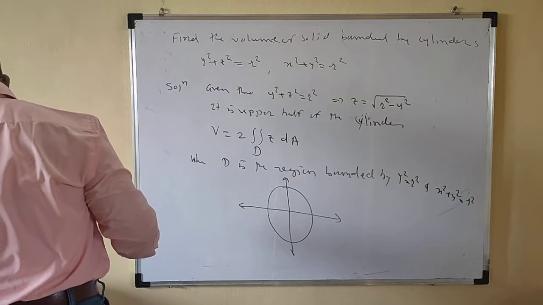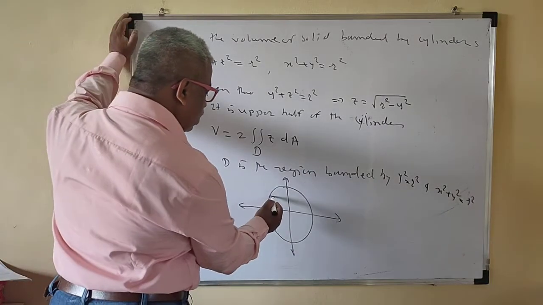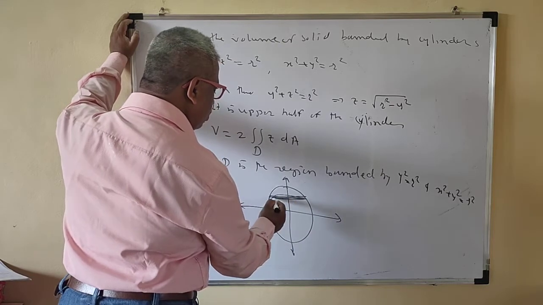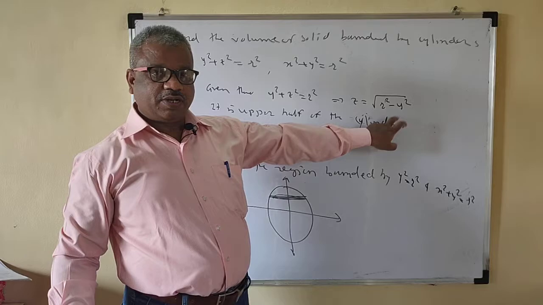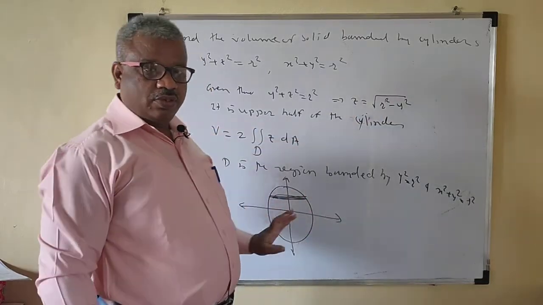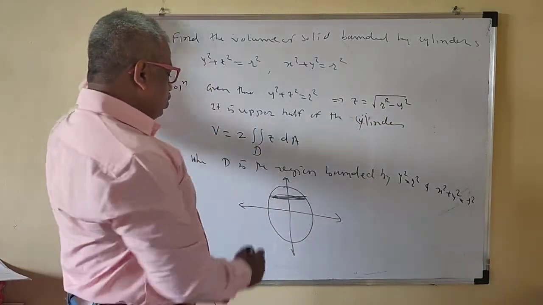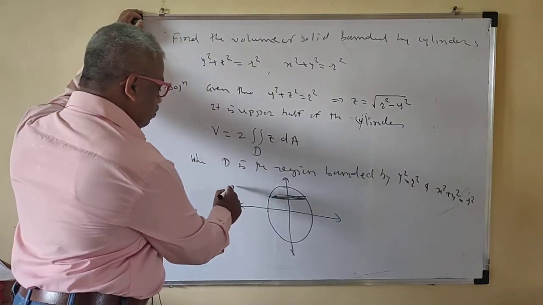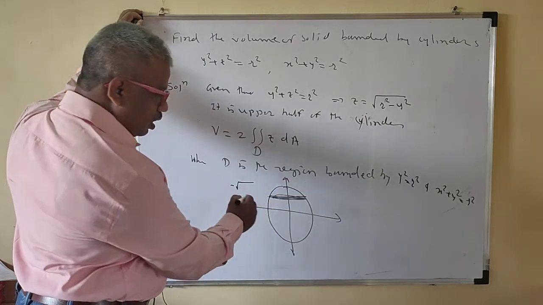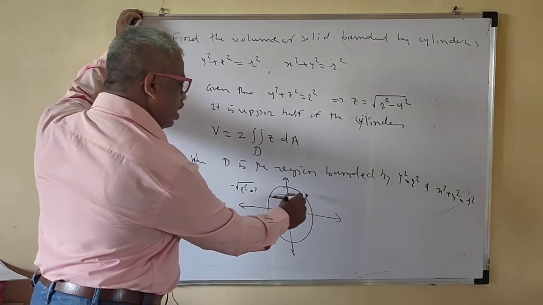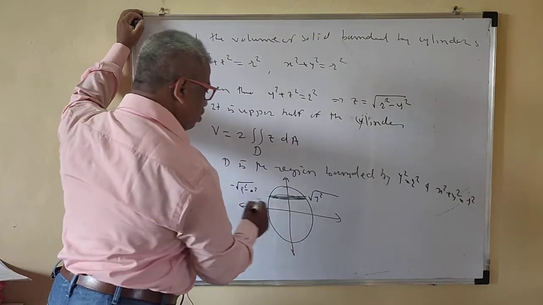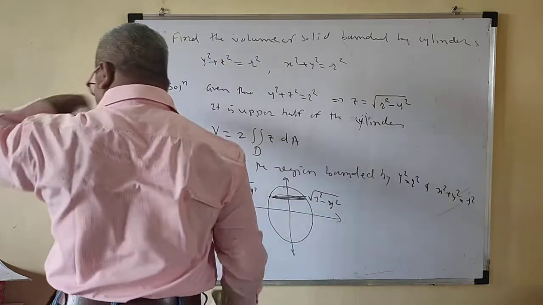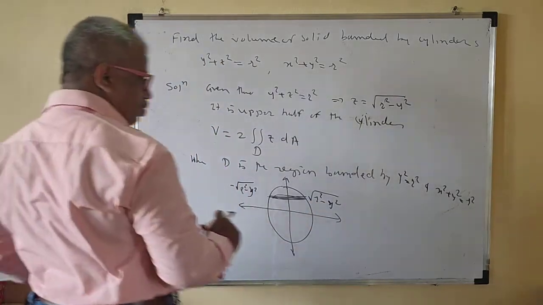Okay, now for this circle, you have to consider the whole circle here. So we draw the strip parallel to the x axis, because this is easily integrable with respect to x. Now this is minus root of r square minus y square, and this is root of r square minus y square.